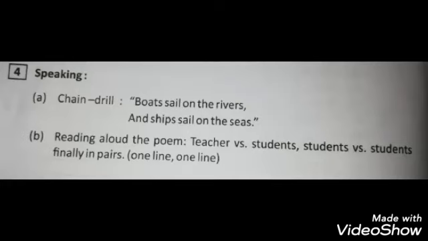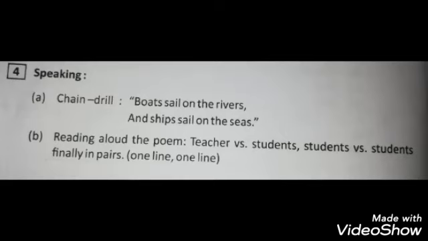Then B, reading aloud the poem: teacher versus student, student versus students, and finally in pairs. So in 3 phases the reading aloud will be completed. First the teacher says 1 line and students say the next line. Then the teacher says the third line and the fourth line is said by the students. In this way it will be completed.